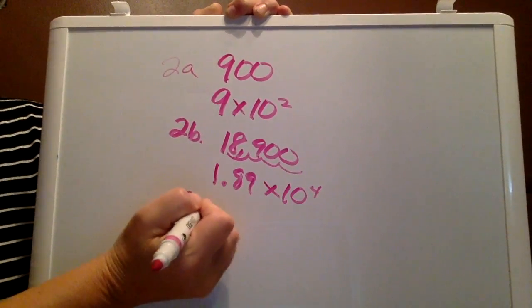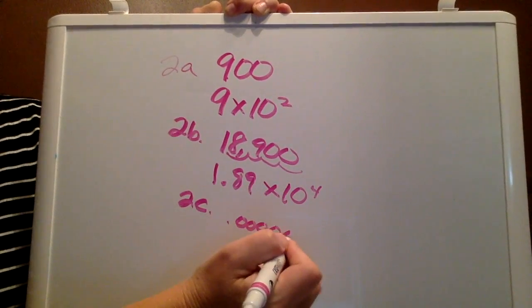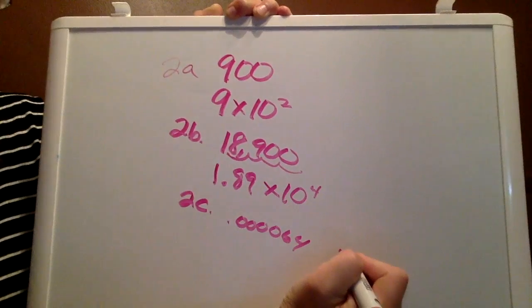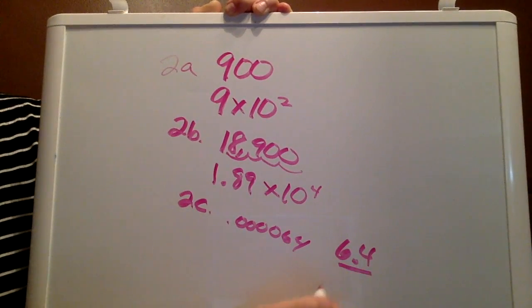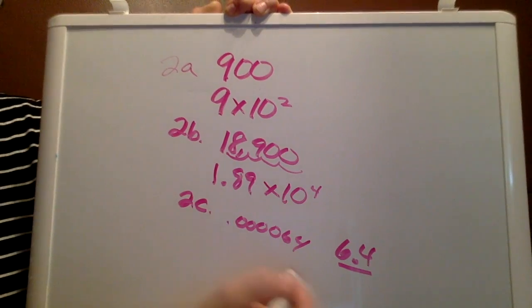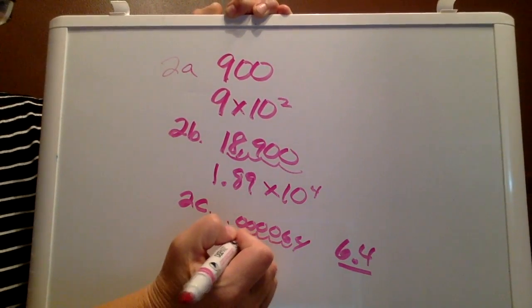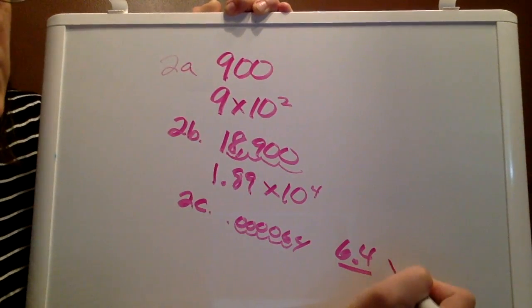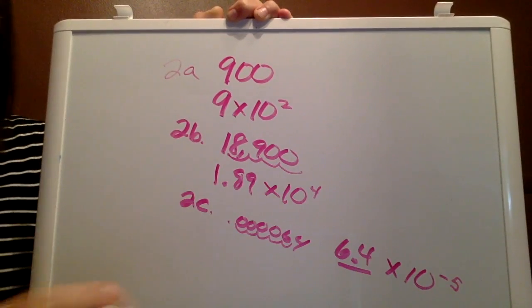And then for 2c, it's 0.000064. Again, we're looking for a place to put that decimal. 6.4 is greater than or equal to 1 and less than 10. And I have to move that decimal 5 spaces to the right, so it's going to be times 10 to the negative 5th power.